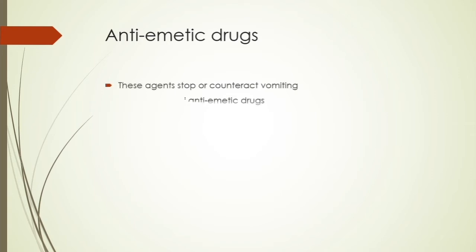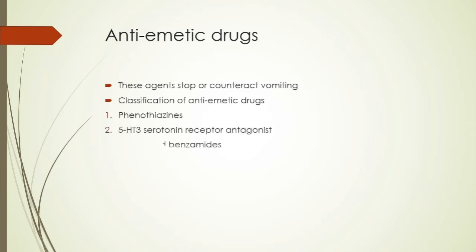Now moving forward, anti-emetic drugs. The drug or agent that can stop or counteract vomiting is called an anti-emetic drug. Now when we classify all the anti-emetic drugs, there are basically 6 classes of anti-emetic drugs.